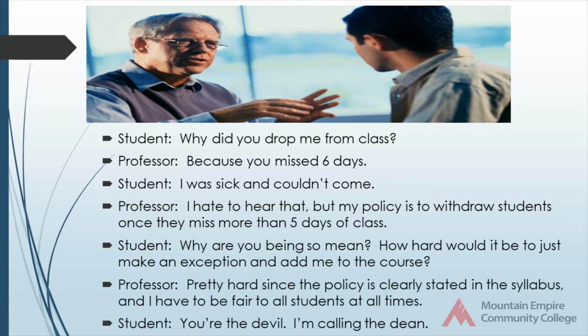The professor says, yeah, I understand that, but the policy in the syllabus says that once you miss 5 days, you're okay. But when you get to that 6th day, I automatically withdraw you from class. So the student then says, well, but why are you being so mean to me? How hard would it be just to make an exception and add me back into the course and just keep me in there? And so most of the time you'll get a teacher that says, it's pretty hard since the policy is clearly stated in the syllabus and I have to be fair to all students at all times.